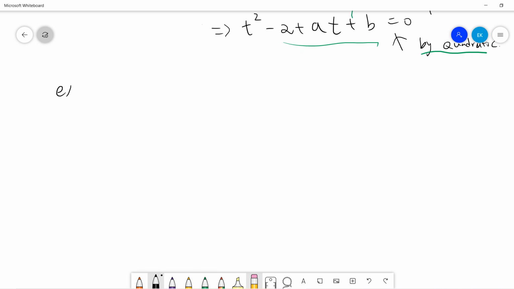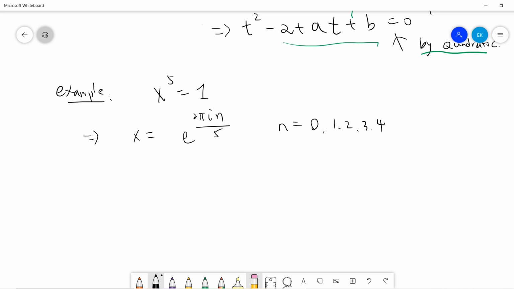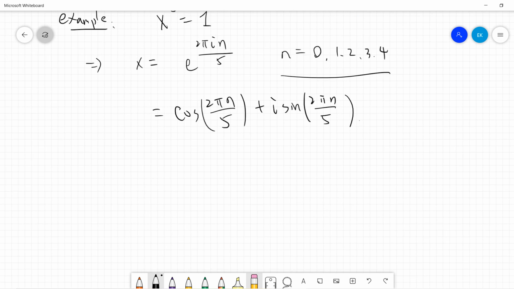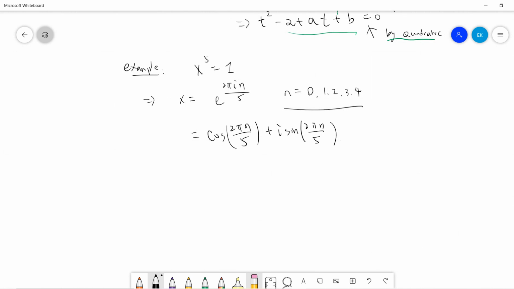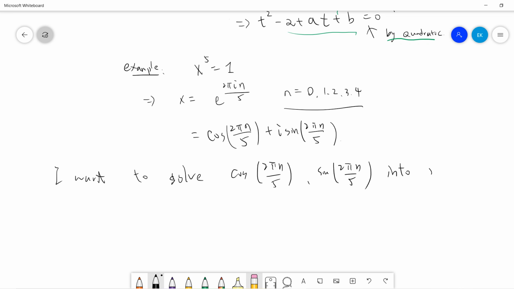This example is also interesting. In order to solve x to the 5 equals 1, if you know the answer, it can be written as exponential 2 pi i n divided by 5, where n should be 0, 1, 2, 3, 4. So you can write it as cosine 2 pi n divided by 5 plus i sine 2 pi n divided by 5. This is fine, but I want to express cosine 2 pi n divided by 5 and sine 2 pi n divided by 5 in radicals, which means using plus, minus, times, divide and the square root.